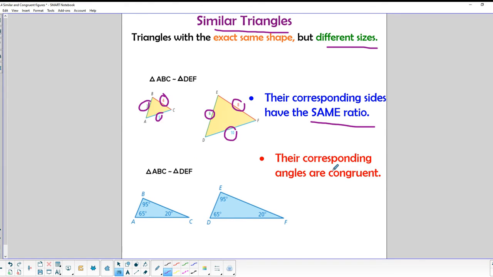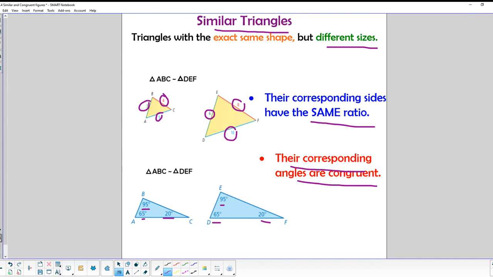Also, if they are similar triangles, their corresponding angles are congruent. So this is kind of interesting. The sides are proportional, they have the same ratio, but the angles are exactly the same, as you can see here. We've got a 95-degree angle, a 65-degree angle, and some 20-degree angles.